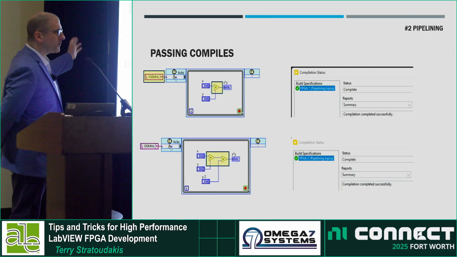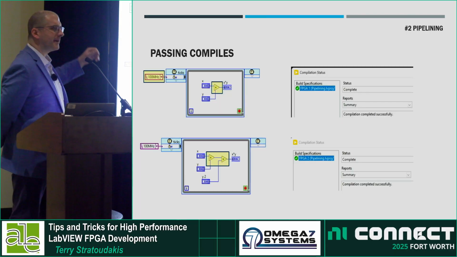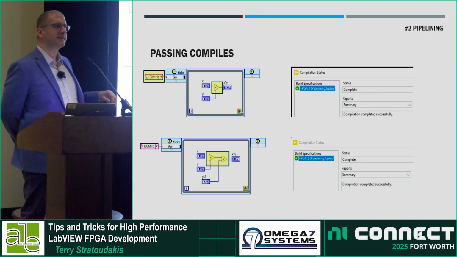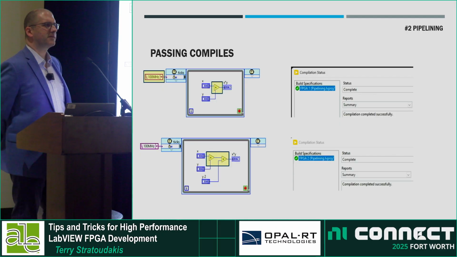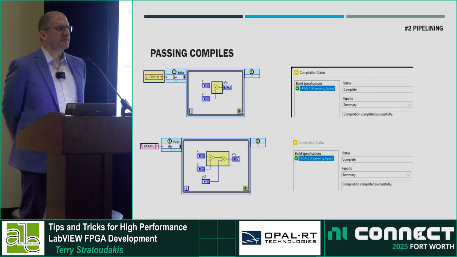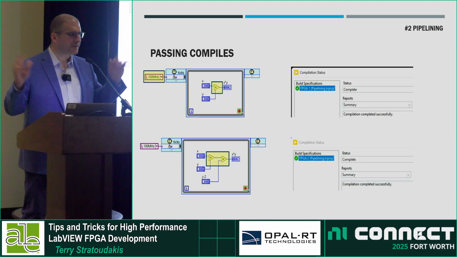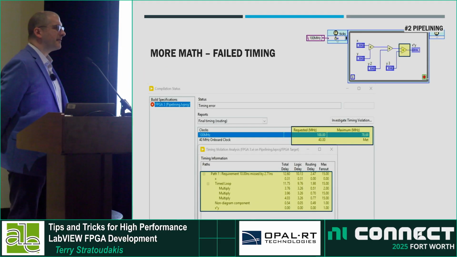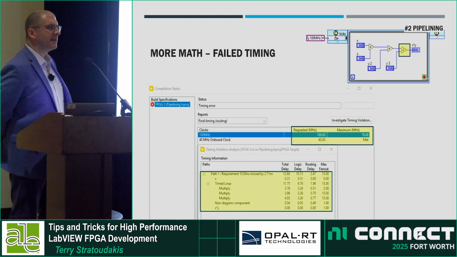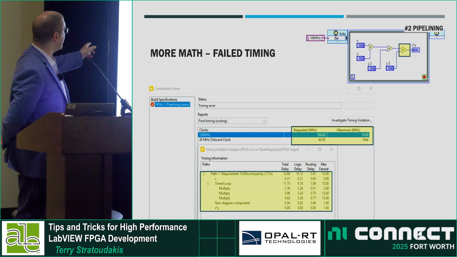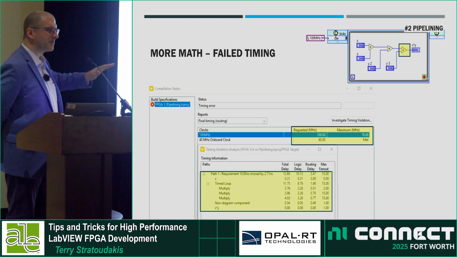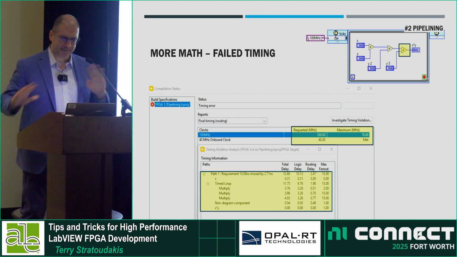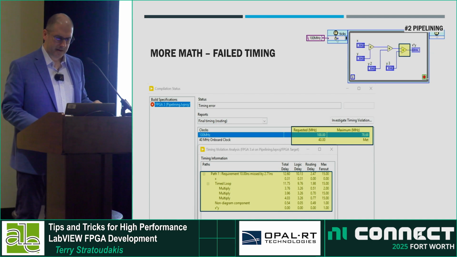So let's say we have these two examples here. I have one multiply, and then two multiplies, at 100 megahertz. Those pass. So that's the happy case. But what if I put some more math in there? Now I put 3 multiplies, and I compile that, and it fails. It's not going to pass like that.